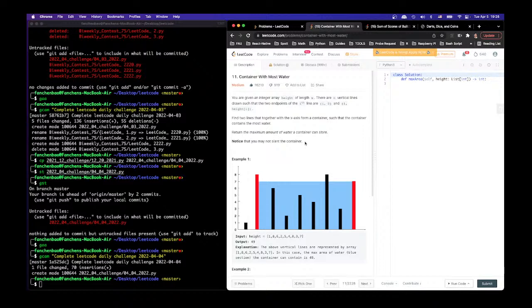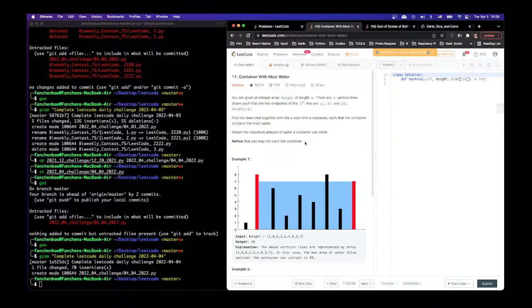All right, let's just reread this. Given an integer array of heights, find two lines that together with the x-axis form a container, such that the container contains the most water. Yes, I remember this one. No, this is not the monotonic array. This is the two-pointer solution.